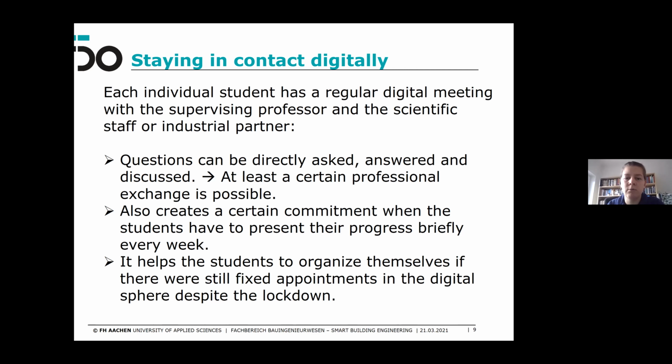You have to imagine most students who are in the phase of working on their thesis don't have lectures anymore. So they have nearly no appointments and also no structure in their daily life. So this is what we said we have to struggle with, to find an option to keep this more or less structured.